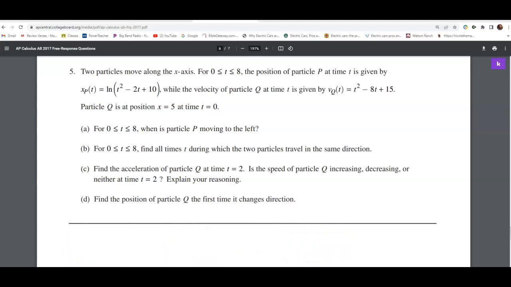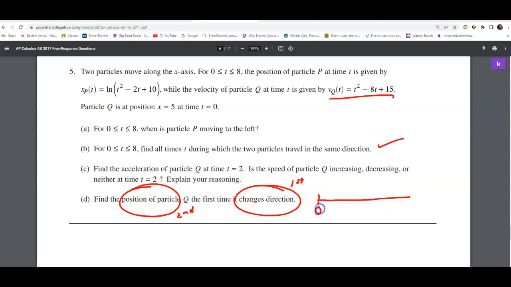Let's go ahead and take a look at part D now. It says, find the position of particle Q when it first changes direction. This is a two-part question. First of all, I need to find where it changes direction. And once I find where it changes direction, then I'm going to find its position at that time. So first of all, let's find where it changes direction. How can you tell where a particle changes direction? Well, you find the critical values and you do a number line test. Now we already did that earlier back up here.